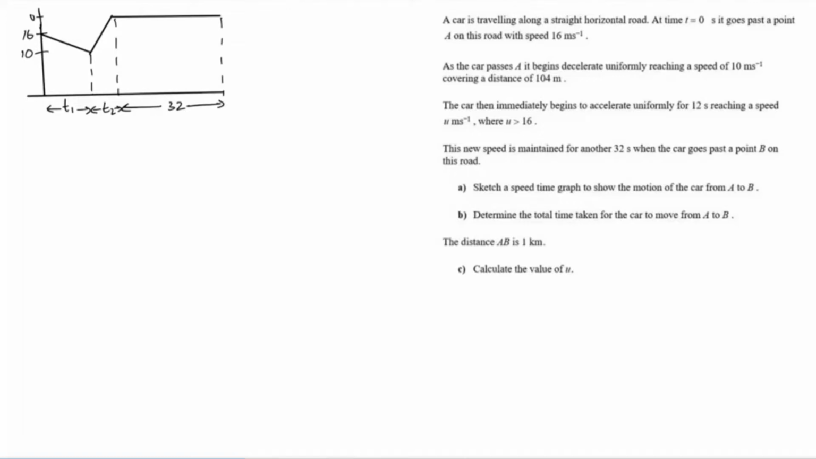Part B of the question says that we should find the total time taken for the car to move from A to B. So we need to find these unknown times. T2 we actually do know, it's 12. We're looking for T1. What information do we have about this first portion of the journey? We were told that it covers 104 meters. Okay, so I'm just going to resketch that first bit. If it covers 104 meters, I can use the fact that the area under a velocity time graph matches the distance or the displacement in that interval. So the area of this trapezium should equal the distance of 104 meters.